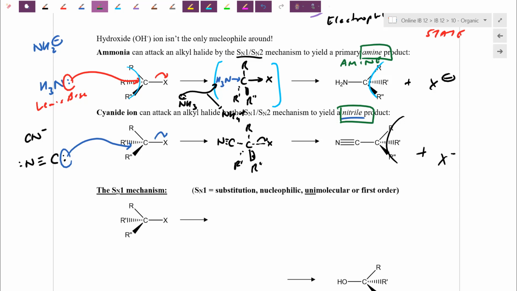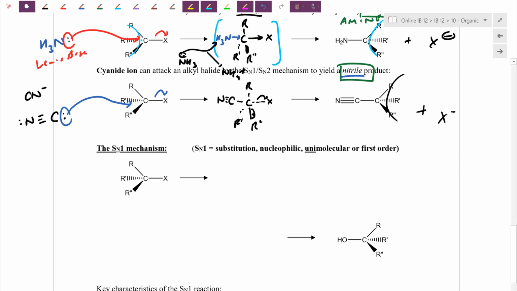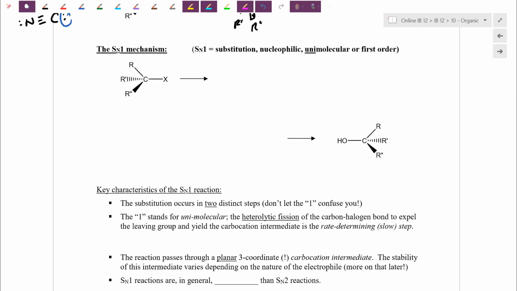So we've looked at nucleophilic substitution here. So far, we've just been doing Sn2. What I'm going to finish off in today's lesson is looking at Sn1. We'll come back tomorrow and talk about when it is Sn1 or when it is Sn2. So let's talk about Sn1.